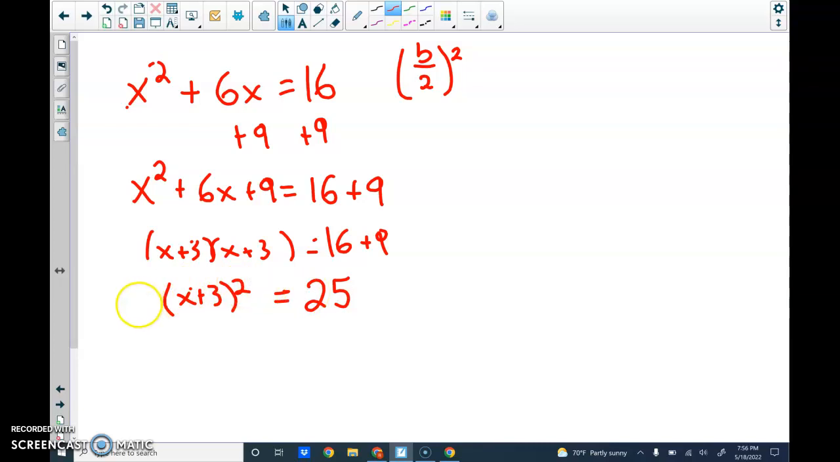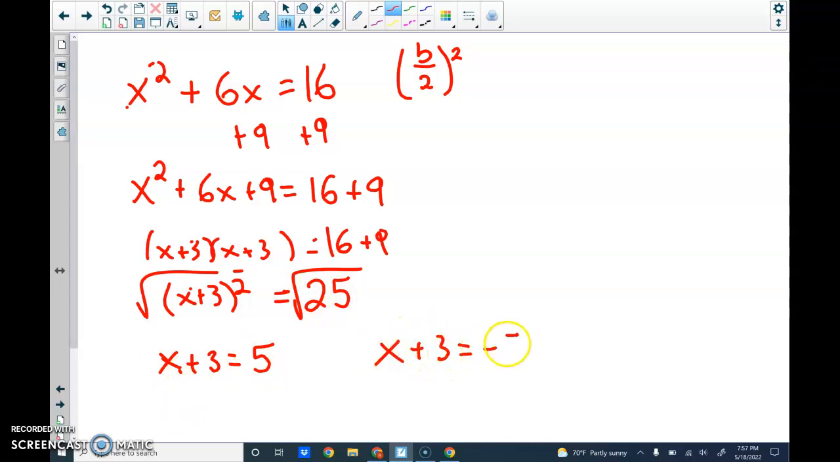So I want to get rid of that squared. So I'm going to take the square root of each side. So the square root of x plus 3 squared is just x plus 3. Square root of 25, kind of tricky. Some of you are probably thinking, oh, it's 5. But remember, it's also negative 5. So negative 5 times negative 5 is also 25. So I'm really going to have two equations here. So x plus 3 equals 5, and x plus 3 equals negative 5.